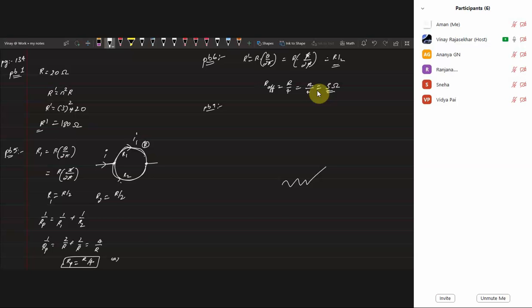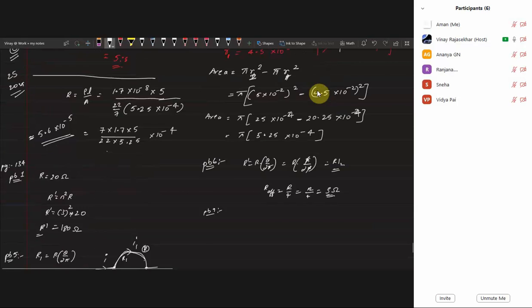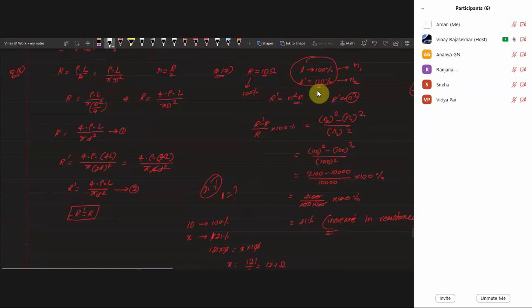R effective equals R1 plus R2. No, effective resistivity is what is given. In the previous concept only, we discussed effective resistivity. See, somewhere here we discussed this.